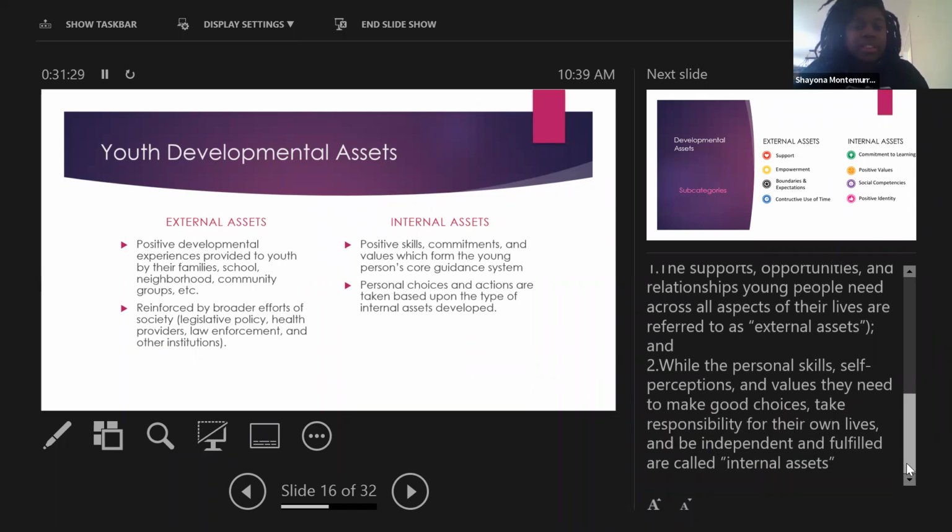While things such as personal skills, self-perception, self-esteem, and personal values that youth need to make positive choices, take their own responsibility, and be independent are called internal assets. Usually these are positive skills, commitments, their personal choices and actions. Our internal assets can also be touched on by our external assets, in the sense that our families, schools, and neighborhoods have an effect on our core guidance system as well, and how we develop our own skills, commitments, and values.